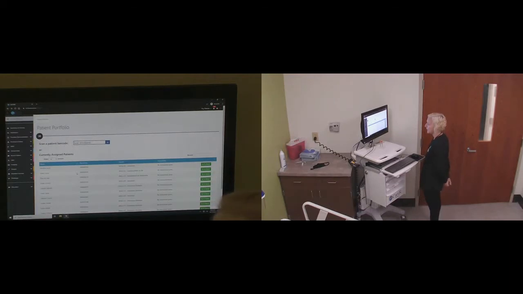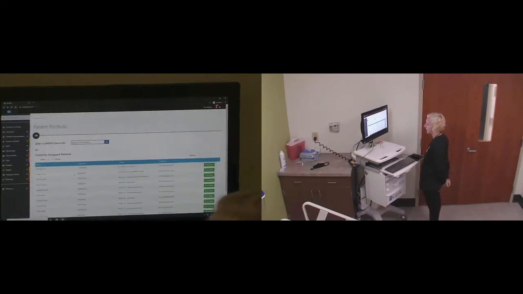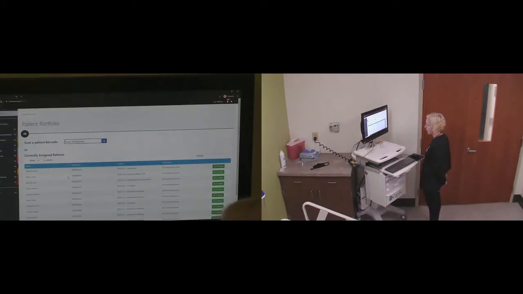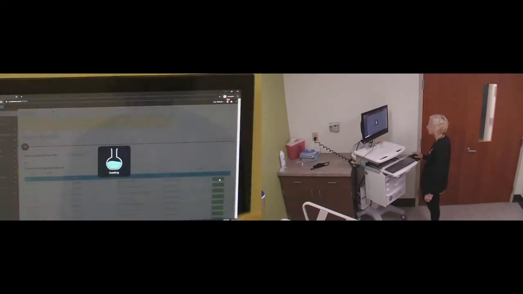So today I'm going to give Mrs. Bray her medications. I am logged into my EMR today, and I know that I'm going to give Mrs. Bray her medication, so I'm going to come down here from my patient portfolio and find her chart. And so I have Jean Bray right here. So I'm going to go into my patient's chart.